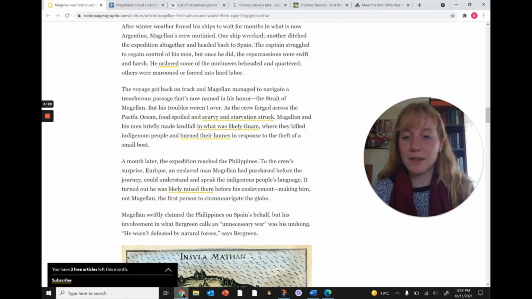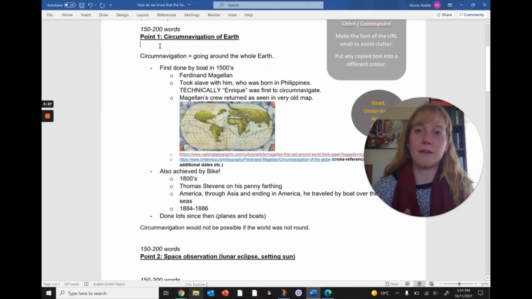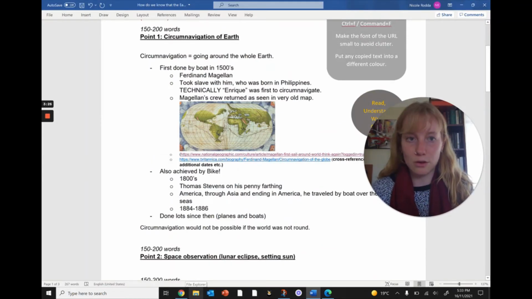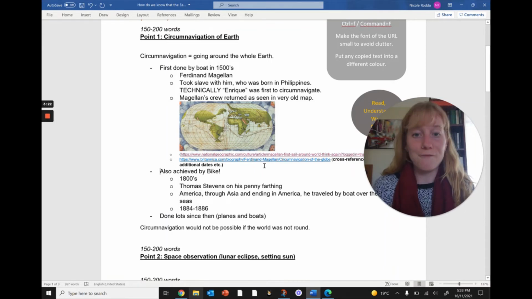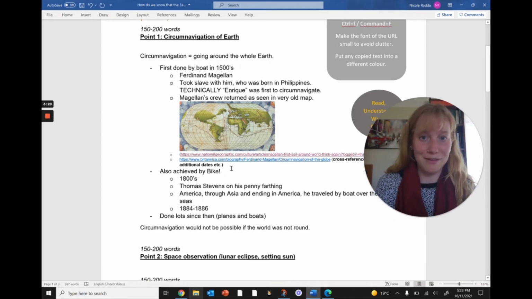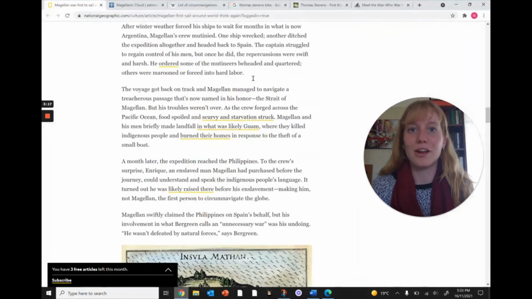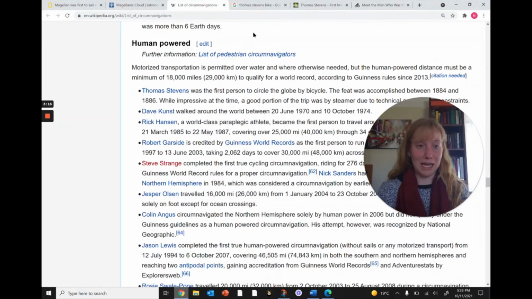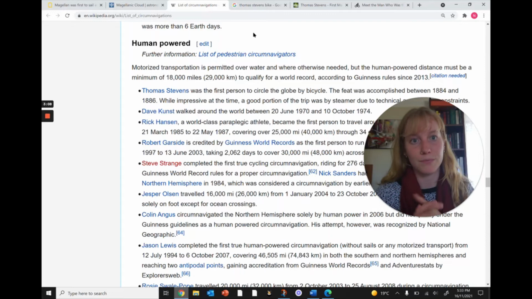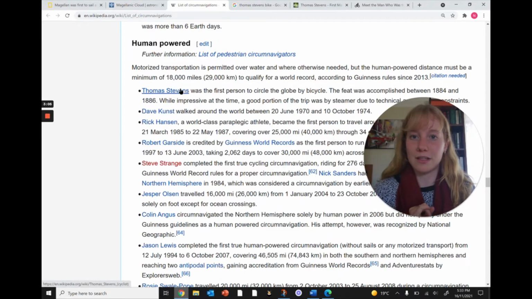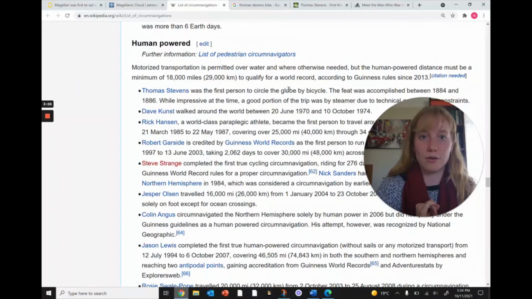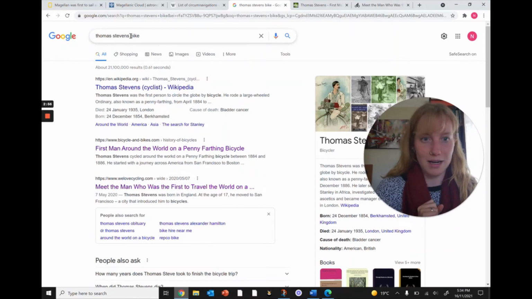So for the next part, I thought maybe this won't be enough to really fill out that first point. Let's talk about other circumnavigation. I found that someone has circumnavigated the globe on a bike. So I went to Wikipedia, and again, I'm not going to actually reference this because I'm not taking information from it, but I'm using it as a springboard to find other information. I found out that Thomas Stevens was the first person to circle the globe on a bicycle. Which is just great. So then I Googled Thomas Stevens bike.